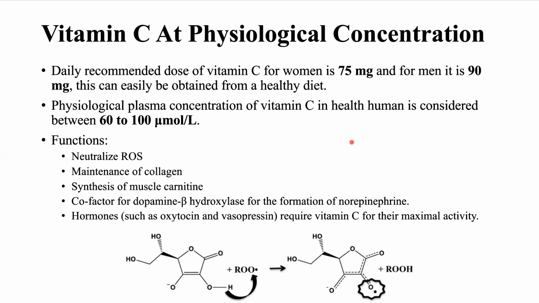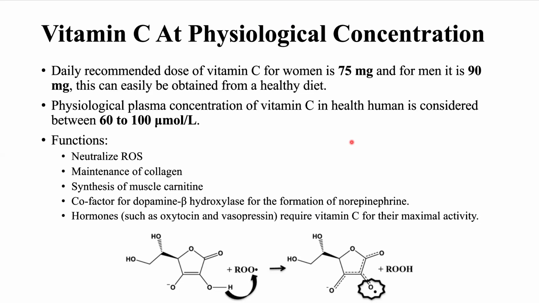And next, if we talk about the physiological concentration present inside the human body. In women, the recommended dose is around 75 milligrams, whereas for men it is around 90 milligrams for daily dose. And this can easily be obtained from a healthy diet. It is widely available in fruits, for example oranges and all other citrus family fruits. So it is very easily available if you have a healthy diet.